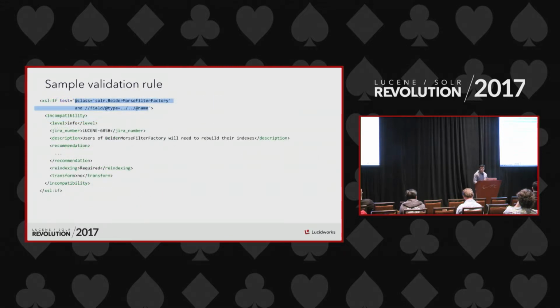The second level of validation rule is, as I mentioned, the info level change, where if you're using the Beider-Morse filter factory, then due to Lucene 6058, they changed the commons codec package. Due to the changes in the commons codec package, you won't actually be able to do the index upgrade and you will have to rebuild your entire collection. This is information that typically won't be provided by the Solr server during initialization. And this tool actually gives you this information, which is currently available only if you go through the entire release notes.